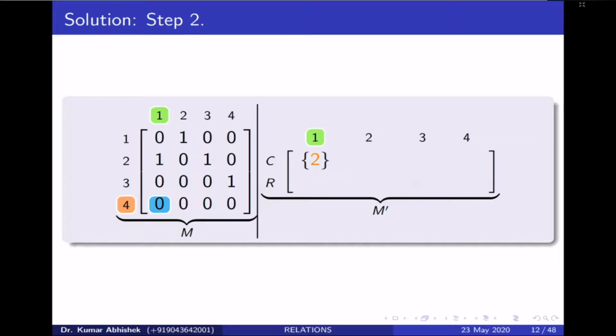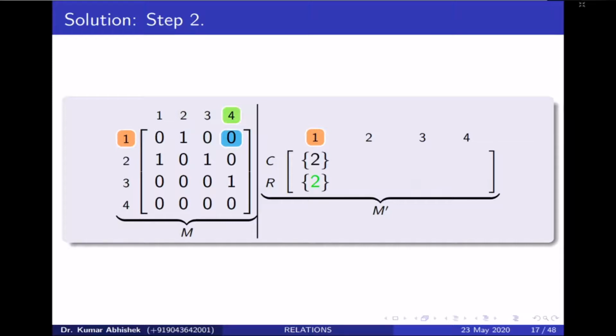Now we move to the first entry of the first row of M and move along the columns of M to find the entries along the rows of M dash. You can see here that there is a zero entry, so there is no corresponding entry under column 1 along the row R of M dash. Now there is an entry 2 corresponding to a non-zero entry in M, thereby completing the entries along M dash.